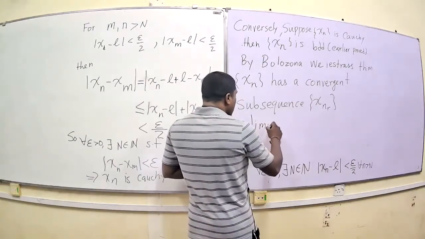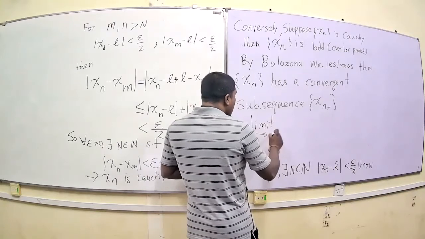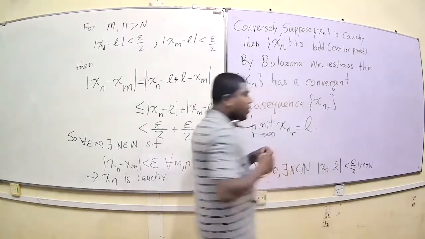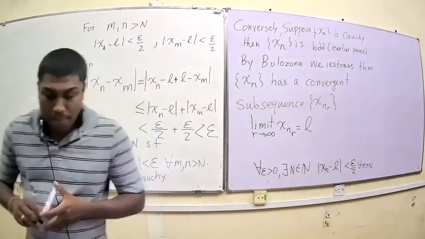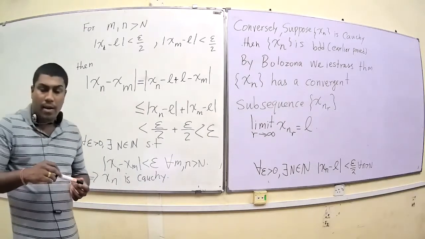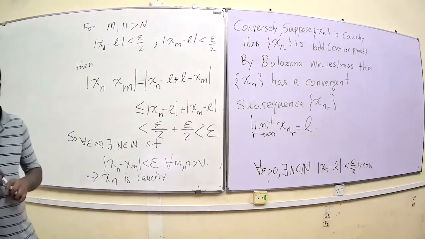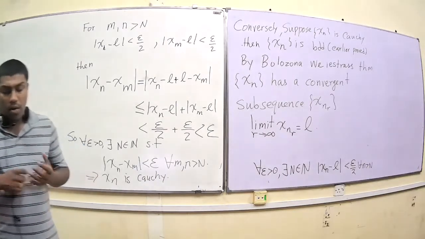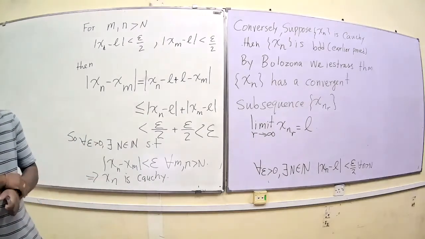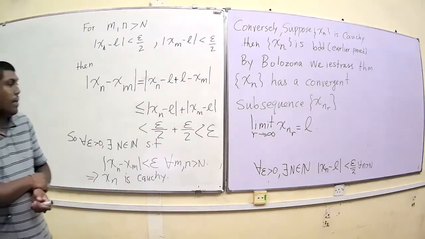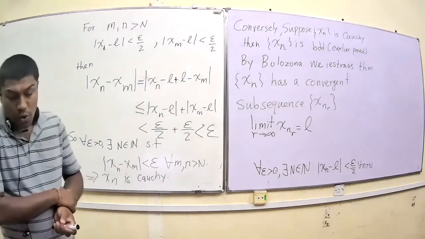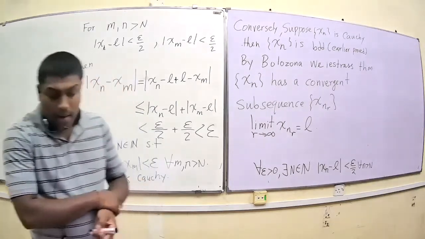If this is a convergent subsequence, then it will have a limit. So let's take the limit as r goes to infinity of x_{n_r} to be L. It is a convergent subsequence only, so you take the limit over the index of the subsequence. As r goes to infinity, x_{n_r} goes to L. That is what you can assume so far. Now we have to show that the limit of xn is equal to L.